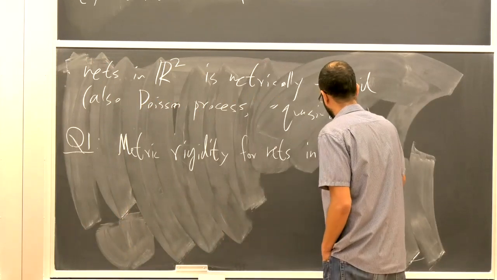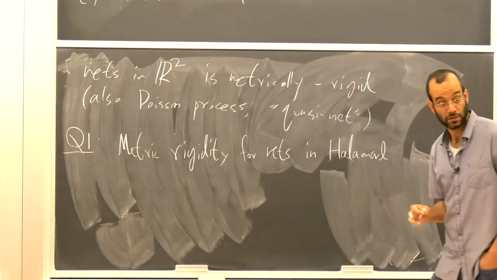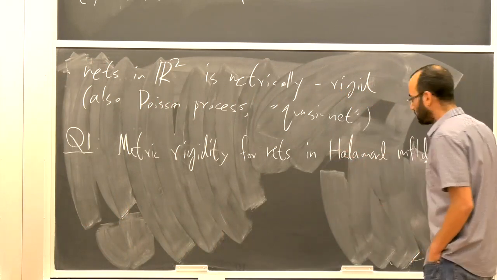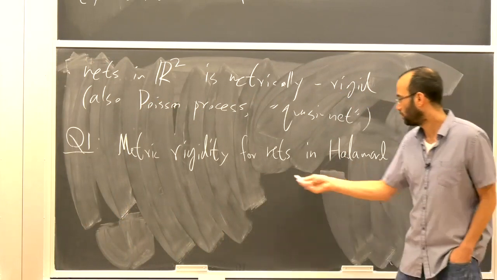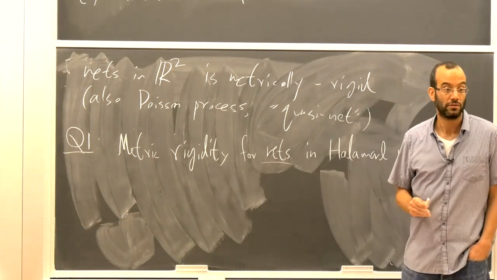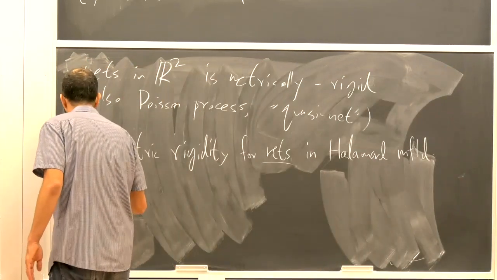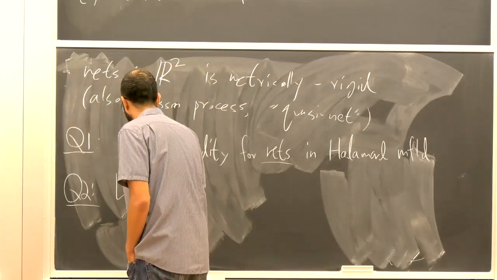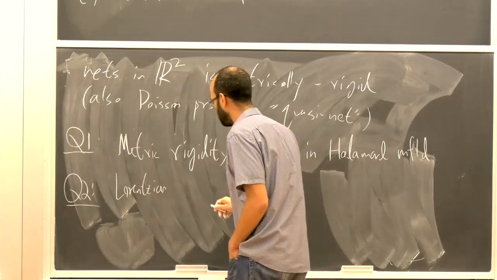This we don't know in general. We don't have a counterexample actually. Hadamard manifold means simply connected, non-positive curvature. If you have a Hadamard manifold, I don't know a single example of a net which is not rigid. And second question, just because this is the semester on Riemannian and Lorentzian geometry, I can ask about Lorentzian. I know very little about Lorentzian manifolds.